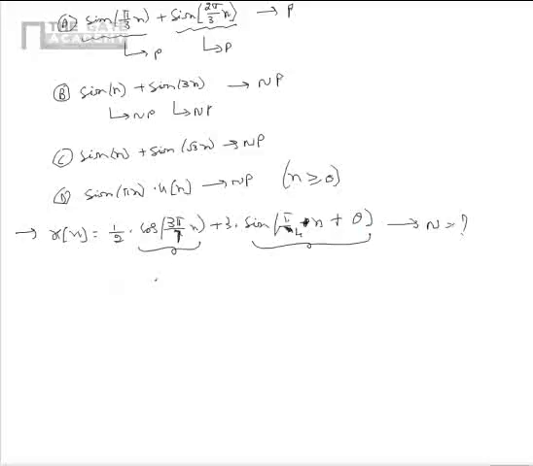We know that the signal cos 3 pi by 7 n is periodic with a period N1 equal to 14, and the signal sine of pi by 4 n plus theta is periodic with a period N2 equal to 8. From this we can say that the sum of the signals is periodic with a period of N equal to LCM of N1 comma N2, which is equal to 56. From this we see that the given signal x of n is periodic with a period of 56.